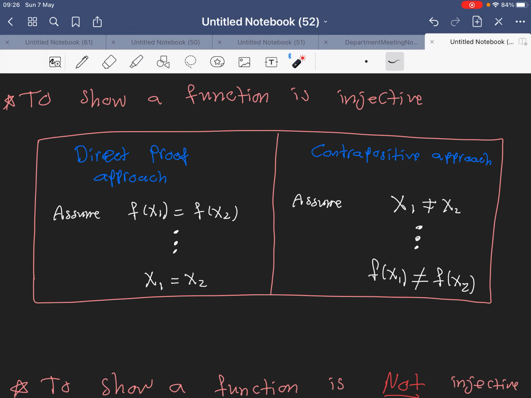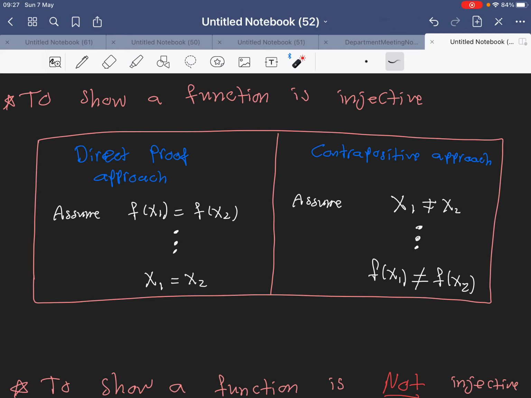Now what's the direct proof? As usual, we assume P, we do many steps, and hopefully we reach Q. So P to Q. In the contrapositive approach, we assume the conclusion is not satisfied, and we prove that the assumption is not satisfied. So not Q, do many steps to get not P.